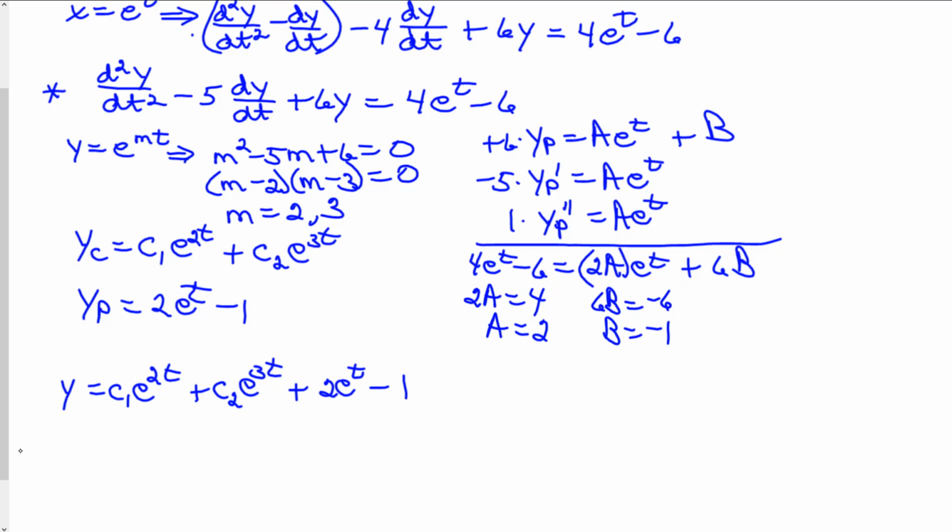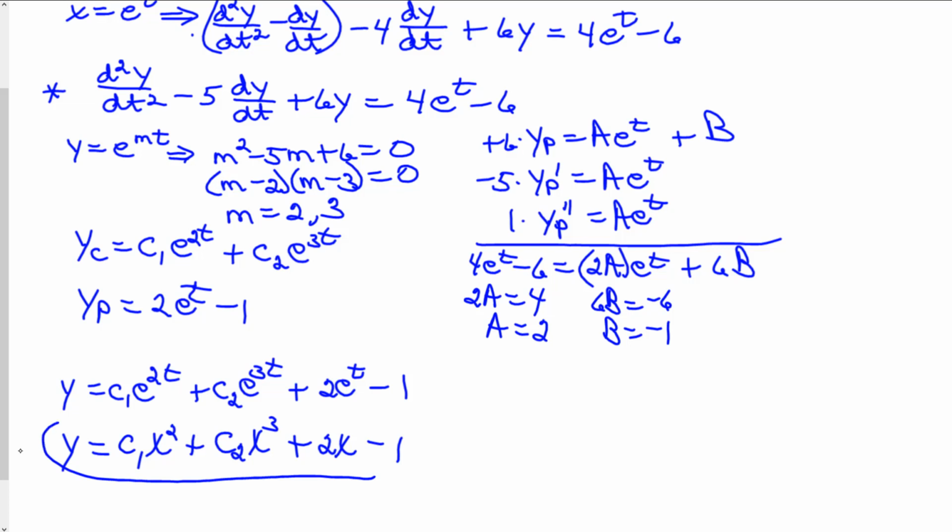So now all you have left to do is rewrite this in terms of x, because the original variable was x. Remember, x equals e to the t. So this first term is going to become c sub 1 times e to the t squared, which is just x squared. The second term is c sub 2 times x to the third. This is going to be plus 2x minus 1.